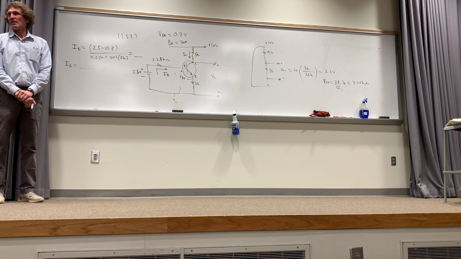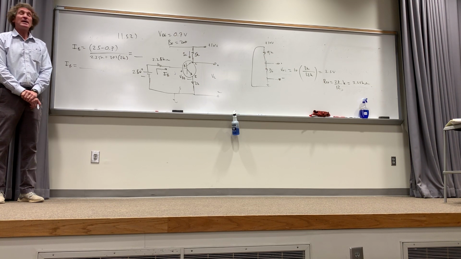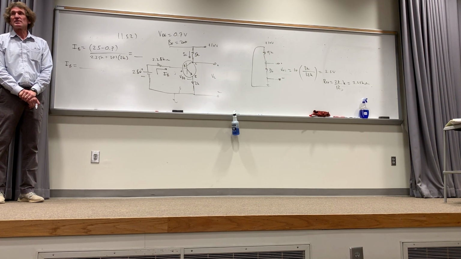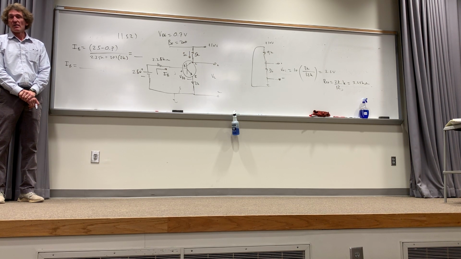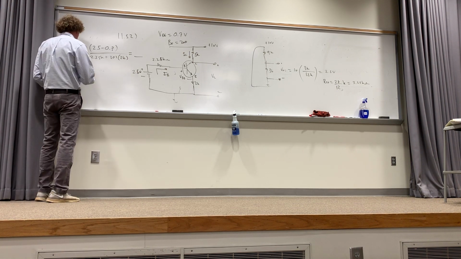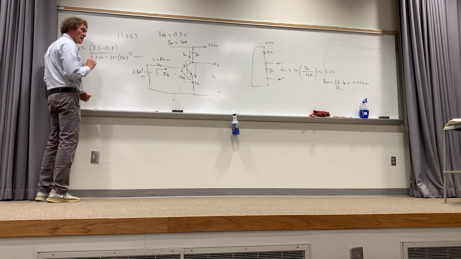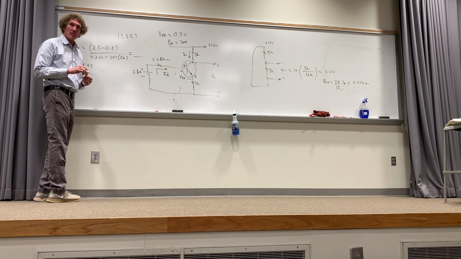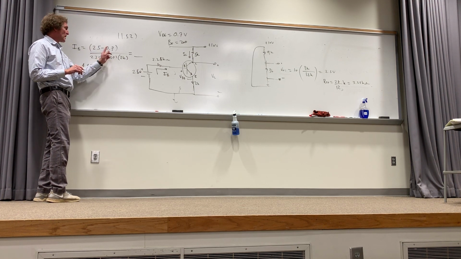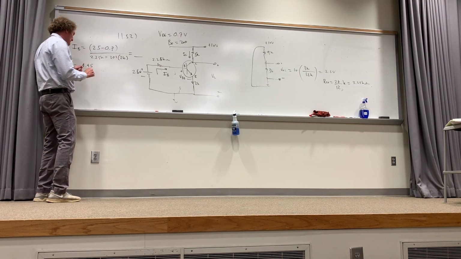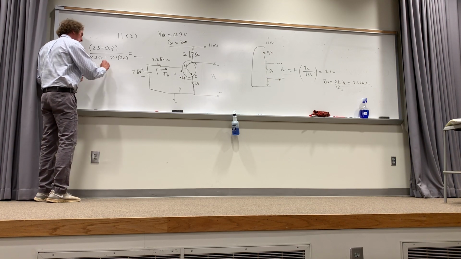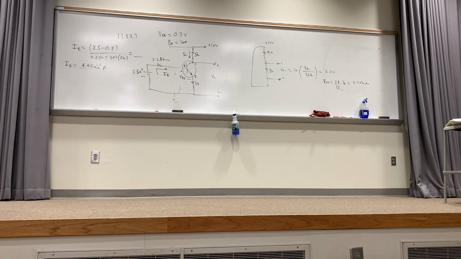Is that 200 plus 1 times 2K? Yeah, it's beta plus 1. Beta's 200, 200 plus 1 is 201, right? So that's 4.45 microamps. Anybody confirm that? Yeah. I got 4.4. I got the same thing he got. Remember, it's 2.5 minus 0.7, times 10 to the negative 6. Yeah, that's what I got. How many got that? I go with the majority. All right.